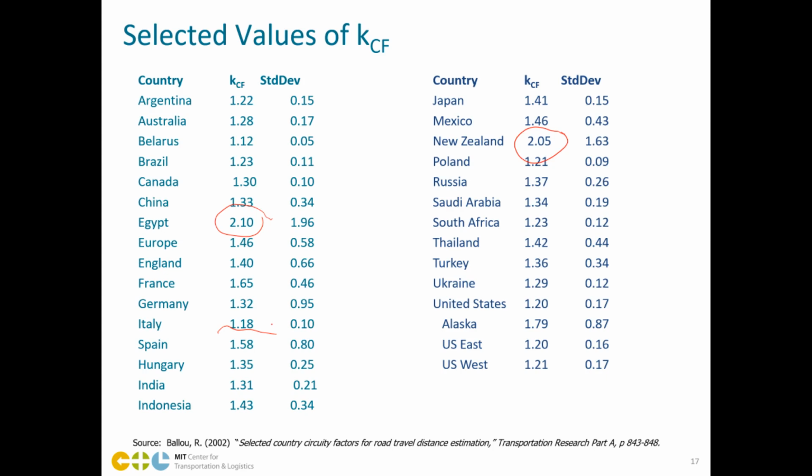So for the United States, we give the east of the Mississippi, west of the Mississippi, and then Alaska, which is much larger and separate from the lower 48 states. And you see it's much higher K factor. That makes sense because there's not a lot of developed roads up there. Okay, so this gives you an estimate of how to get a point-to-point distance. You find the direct distance, and you modify it by the circuity factor.